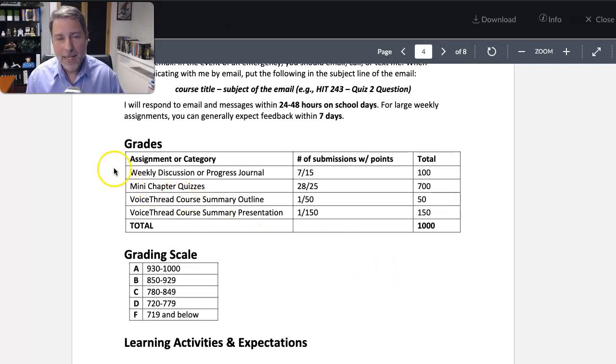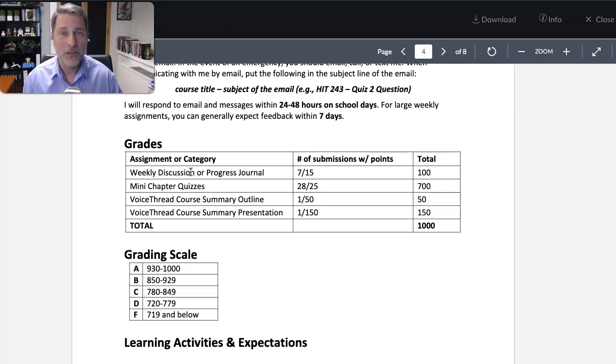So we've got these weekly discussions and progress journals and chapter mini quizzes. Now you've already had your first week done, so you've seen those discussions, and then we're going to have a progress journal. We have 2 of them, and we'll alternate. So on a week that you have a progress journal, we will not have a weekly discussion. But you have 7 of those, and they're worth 15 points, 100 points total. Those are easy points to get.